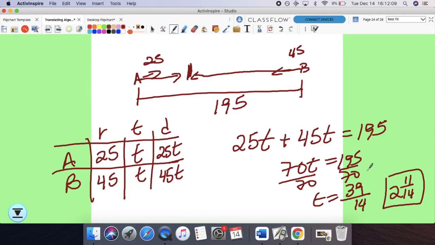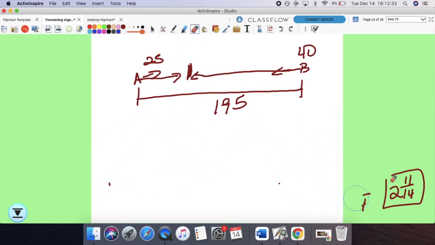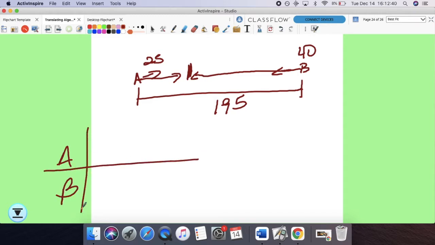I wonder, what is this question number 3? Oh, I see. Oh my God. Everyone, okay, so this is 40 miles an hour, so I have to redo the whole thing. I apologize. I put 45. So again, A and B. A is 25 miles an hour. B is 40, so that's the rate.